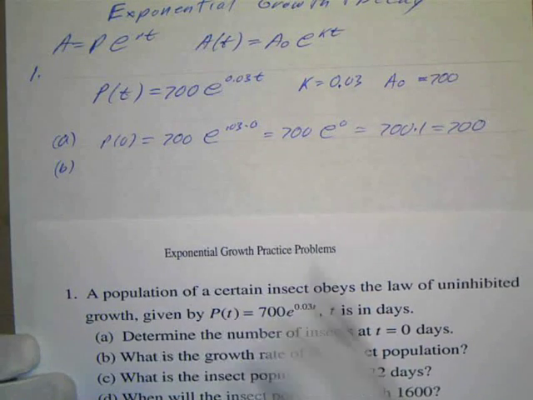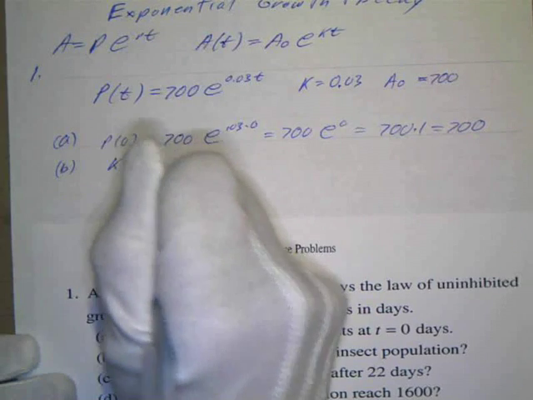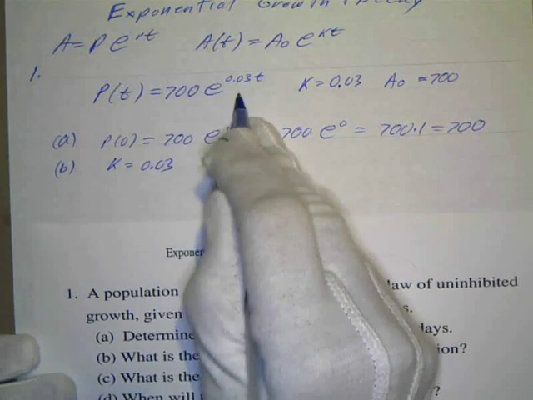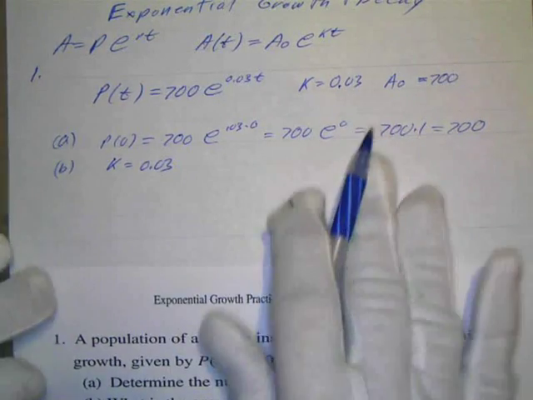Letter B: what is the growth rate? Well, the growth rate I already told you. k equals 0.03, and you can see that in the formula. That's what's in front of the t. As long as you're familiar with your general formula up here, you should be okay.